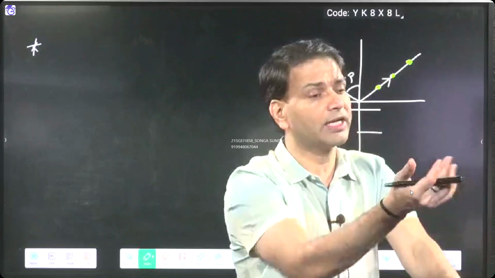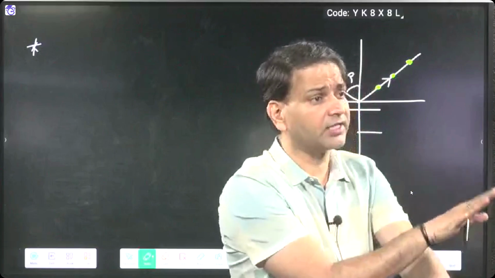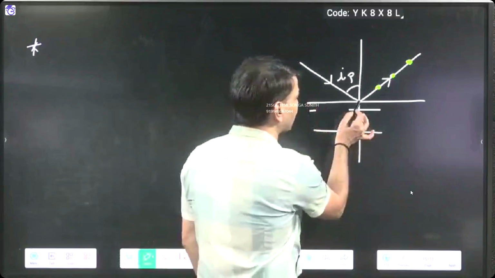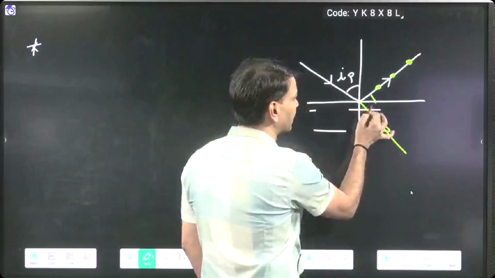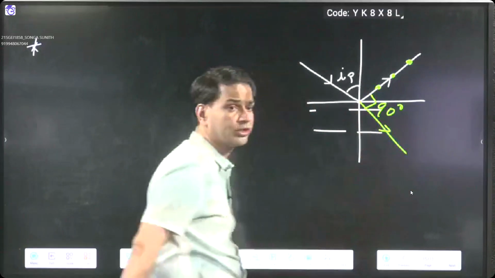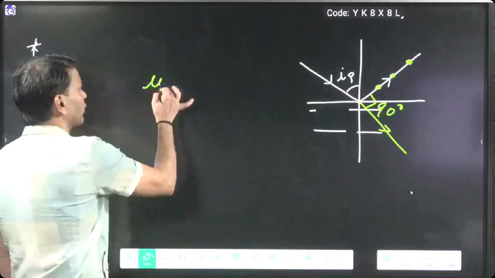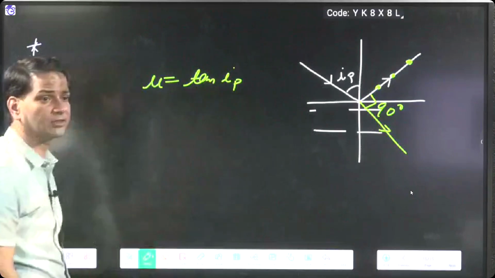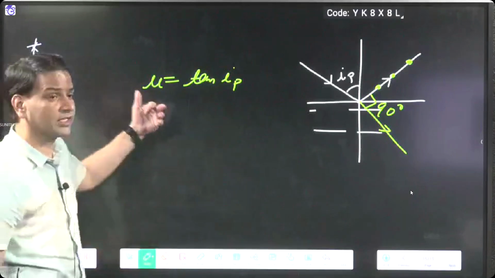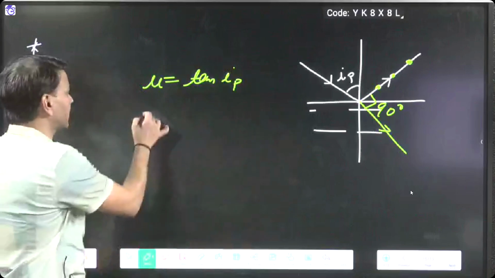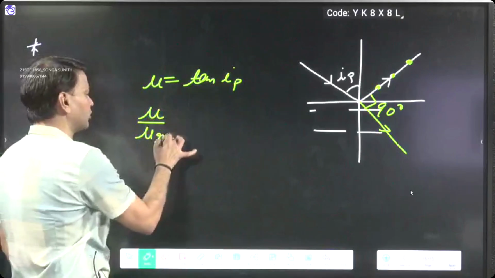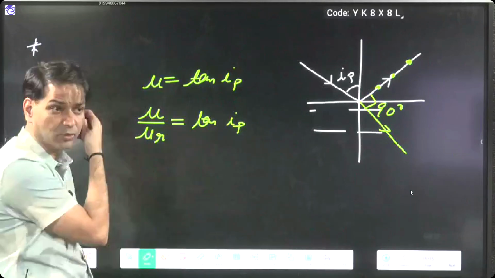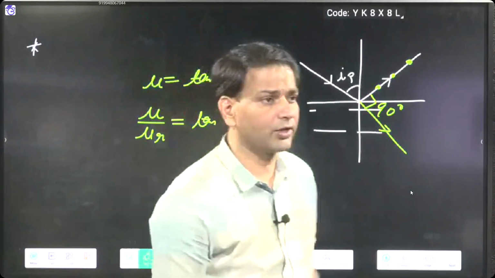Who will get completely polarized? The reflected ray will be completely polarized at the polarizing angle, and at the polarizing angle the refracted ray and the reflected ray are perpendicular to each other. By using that relation we got mu is equal to tan IP, okay, where mu is the refractive index of the denser medium. If denser and rarer are given and not air, then we can use mu upon mu r is equal to tan IP. So in place of the denominator 1, I can take mu r, okay. Everybody got it?